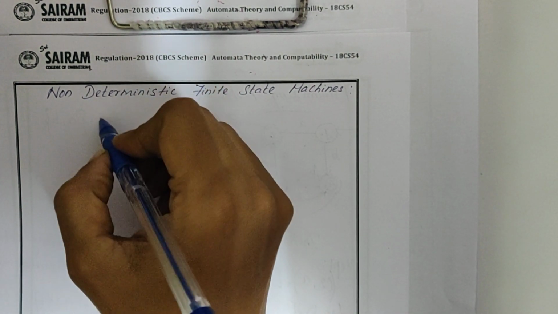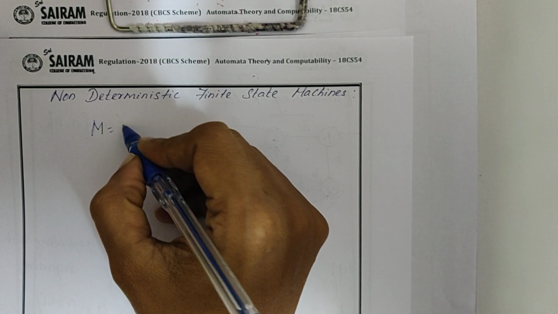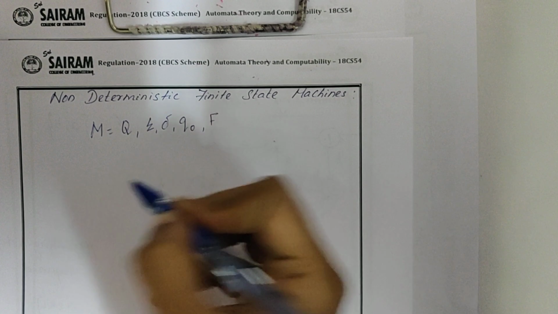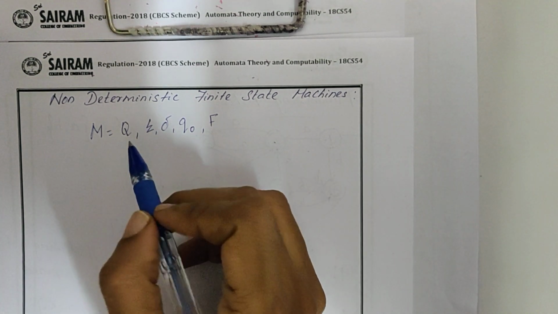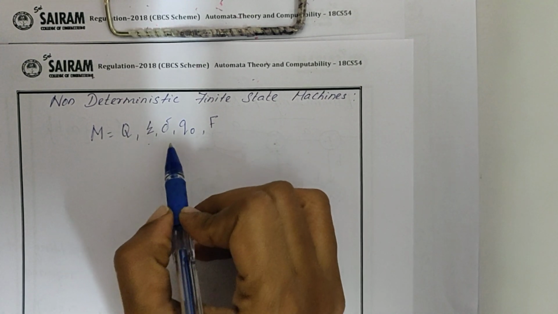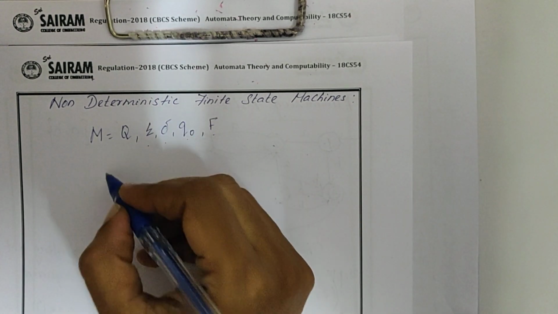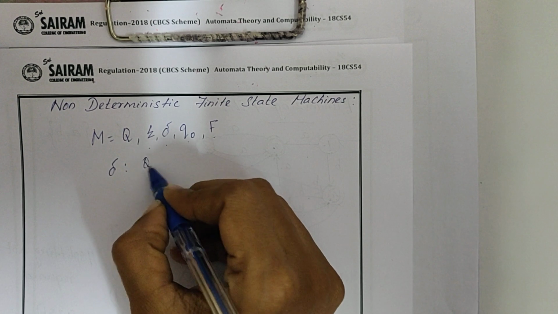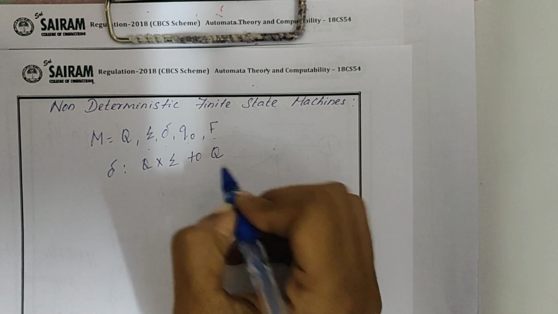Right, you know what is a deterministic finite state machine? It is a 5-tuple machine. It has 5 tuples: Q, sigma, delta, Q naught and F. Q is the set of non-empty finite states, sigma is your alphabet, delta is the transition, Q naught is your start state, F is your final state. For DFA, how will you write this transition? Q into sigma to Q. Correct, Q into sigma to Q.